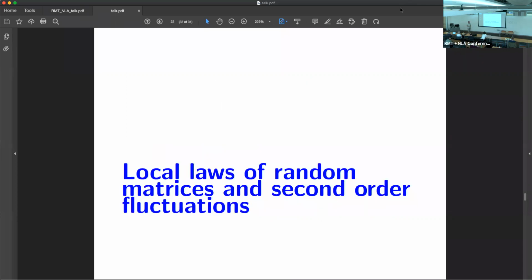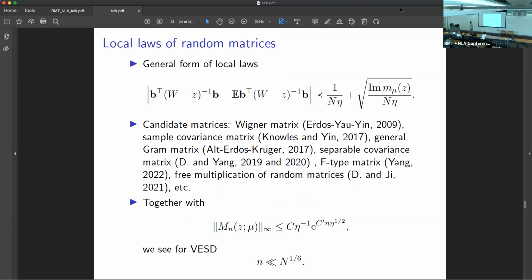And then I will introduce the second component, which is the random matrix part, because we are trying to understand the third and fourth questions: what is the distribution, and how far can we go? So what is the local law of random matrices? There exists lots of literature in this area.